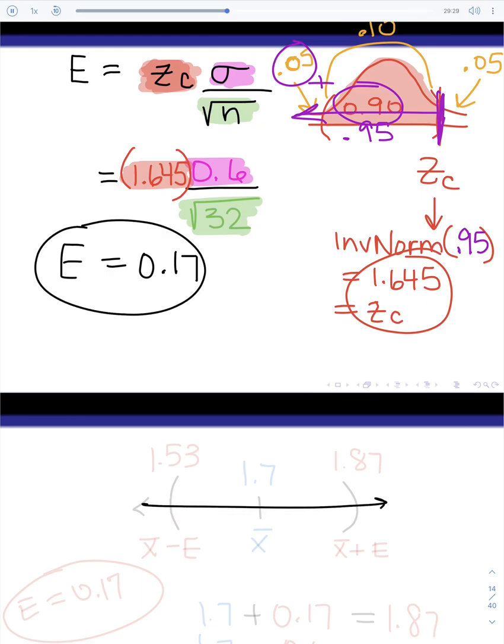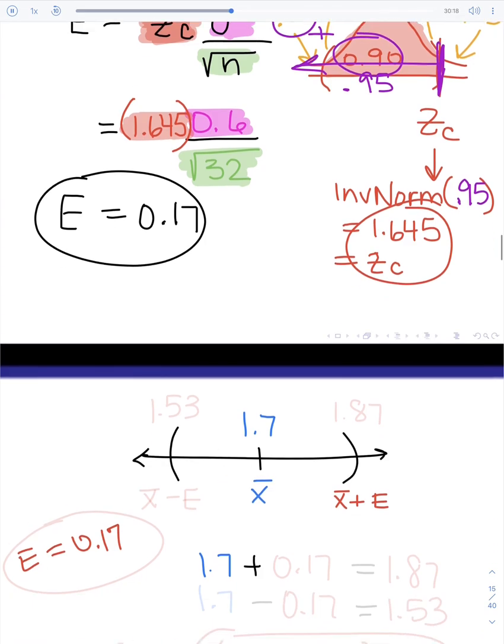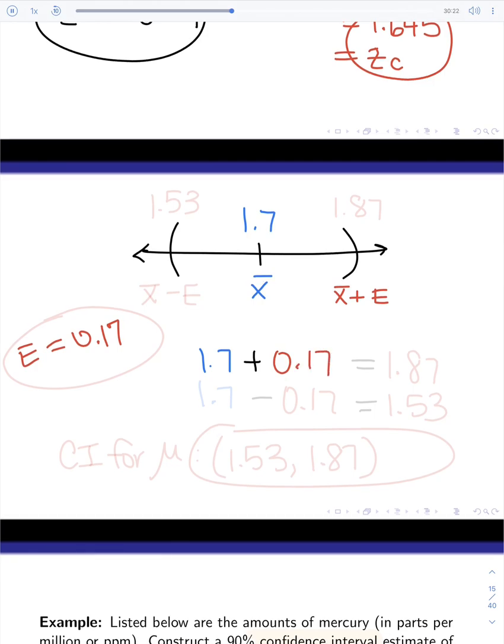Let's fill in our picture. Here's our interval. In the middle is going to go the mean, the x bar, which was 1.7. I don't know why I said 0.17. And now we have our error, 0.17. So we're going to define the top end. We add the error to the mean. We take our 1.7 and add the error, our 0.17, and that will get us the top end, which is 1.87. That'll be the top end of our confidence interval.